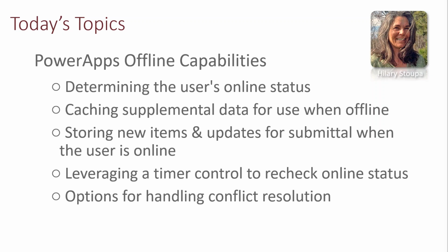So, what we're going to look at is, first off, how do you determine the user's online status? I also found a little tip that you can maybe leverage to determine whether they're using the web version of Power Apps or whether they are on a mobile device. We'll look at how to cache supplemental data for use when offline, how to store new items and updates for submittal when the user's back online, which obviously we want to do for them, and leveraging a timer control to check for online status. And I also want to talk about options for handling conflict resolution.